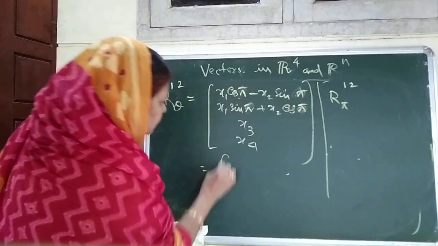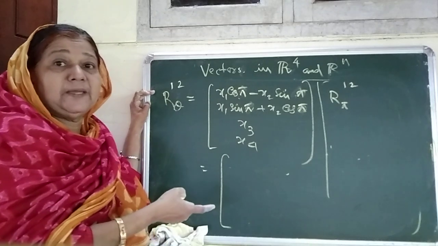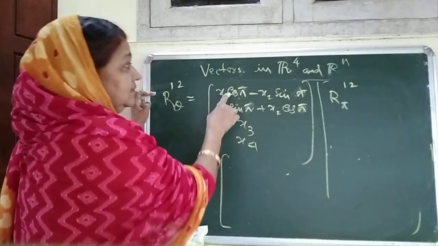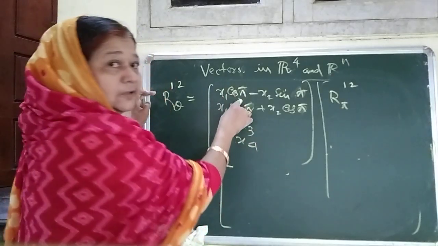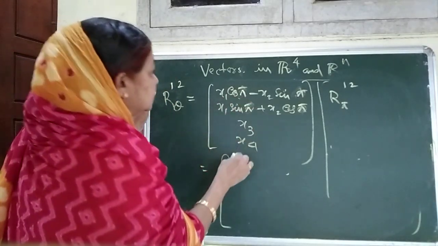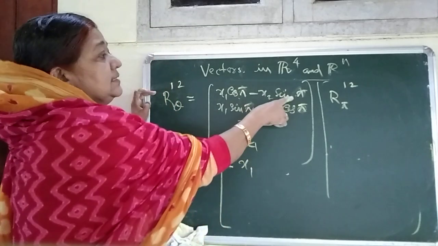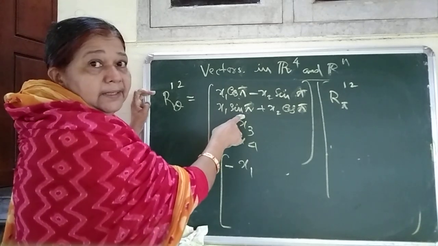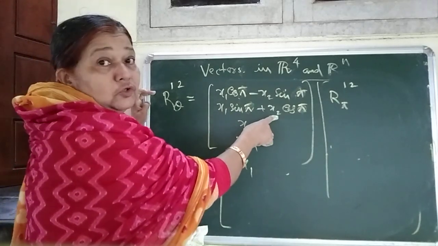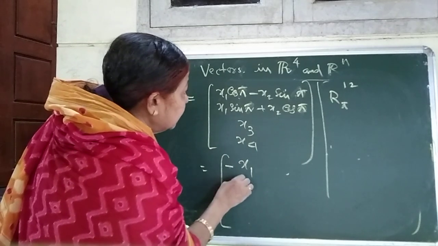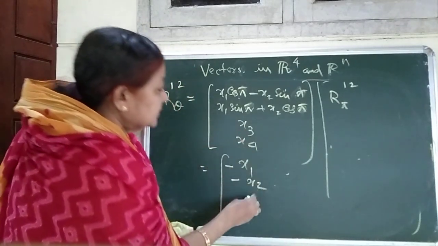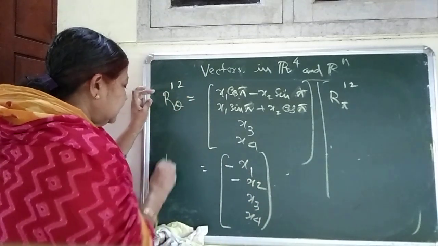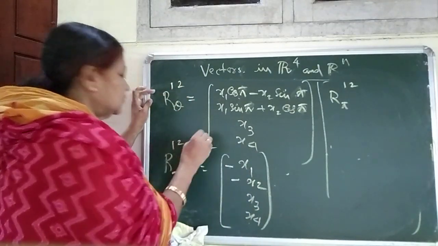So this becomes x1 into cos phi. With phi equal to pi, cos pi is minus 1, so it is minus x1. Sin pi is 0. Similarly here, x1 into sin pi is 0, but x2 into cos pi is minus x2. Then x3 and x4 have no change. Therefore, it is R phi of 1 2.